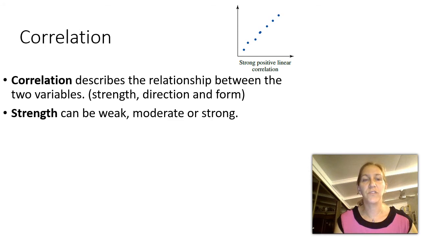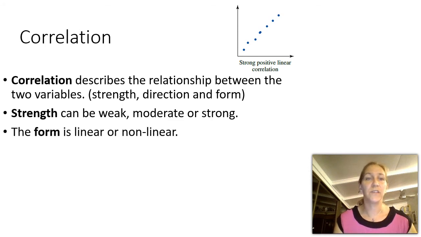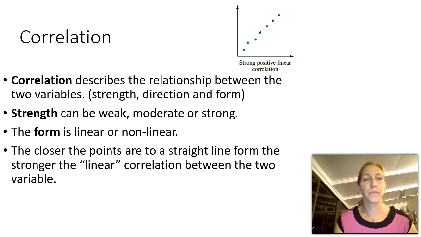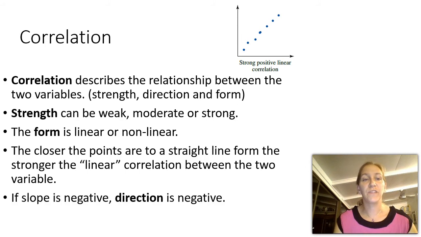So the strength can be described as either weak, moderate, or strong. The form is either considered linear or nonlinear. And the closer the points are to a straight line form, the stronger the linear correlation between the two variables. Now, if the slope is negative, the direction is said to be negative.